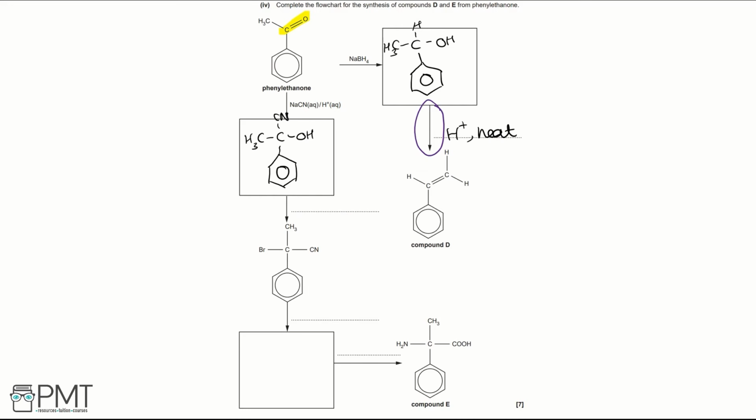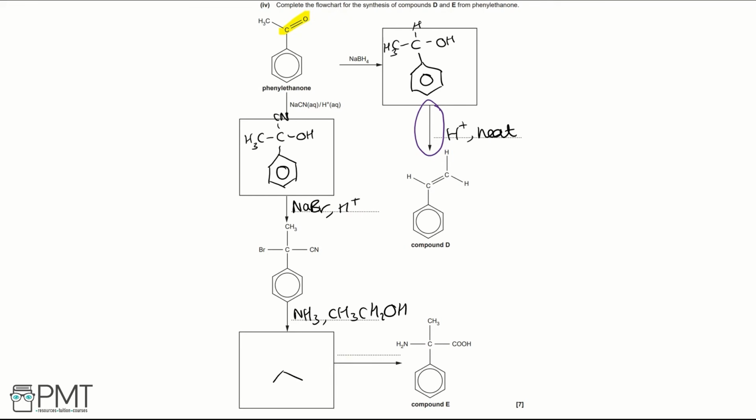Then looking at the reagents we require to go onto our next product, we would require NaBr and H+, because this is nucleophilic substitution. We are replacing our OH group with our Br group. Finally, we need a two-step synthesis to go and form compound E. So our first stage would be reacting with NH3 and CH3CH2OH. What this is going to do is it's going to replace our bromine with an NH2 group.